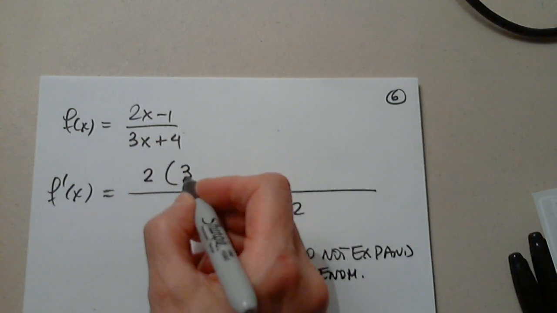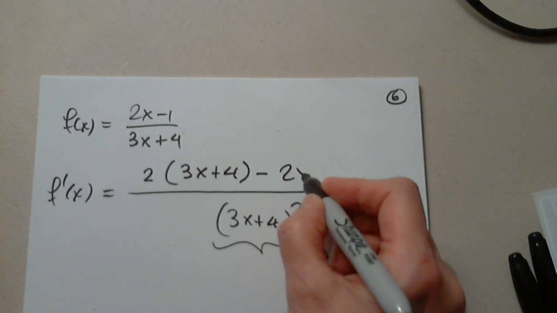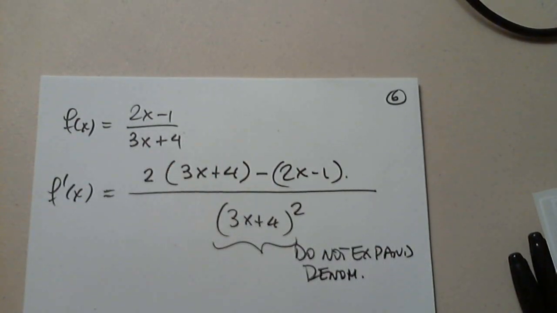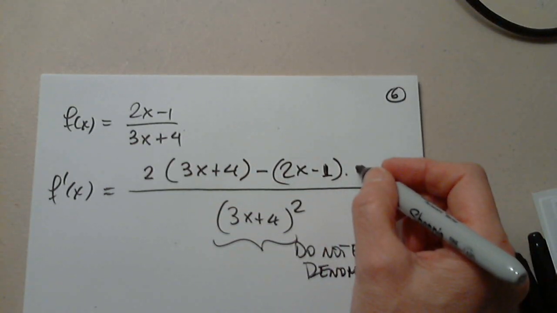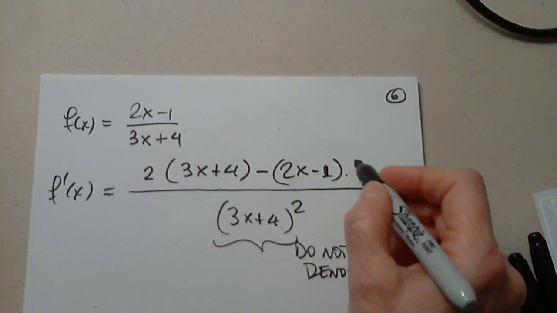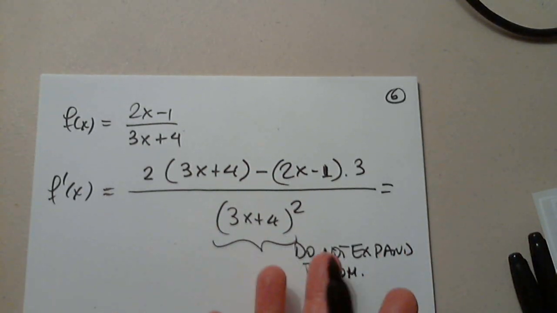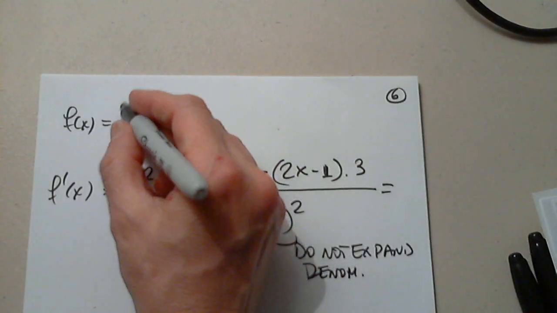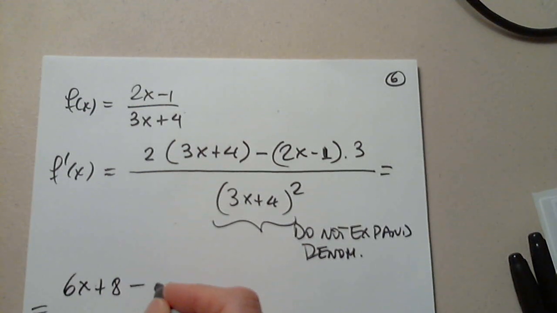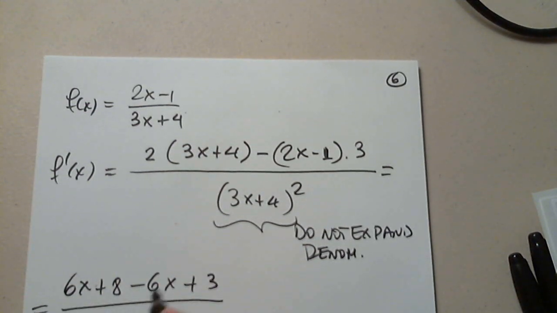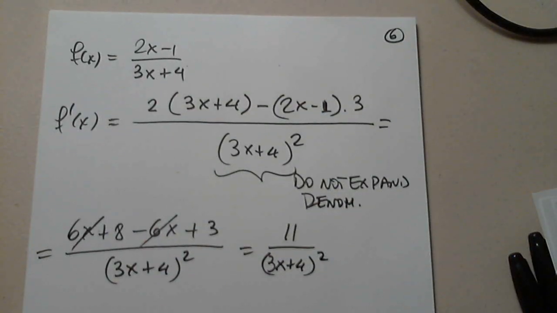Just 2. Good. Times the denominator minus the top. Can anyone give us the denominator prime? Very good. Perfect. So now I distribute. This was a very simple example. I could have made it more difficult by putting some powers here, but I wanted to just review the quotient rule. So this is 6x plus 8 minus 6x plus 3 over 3x plus 4 squared. These two go away, and the final answer is 11 over 3x plus 4. And this is a very simple situation.